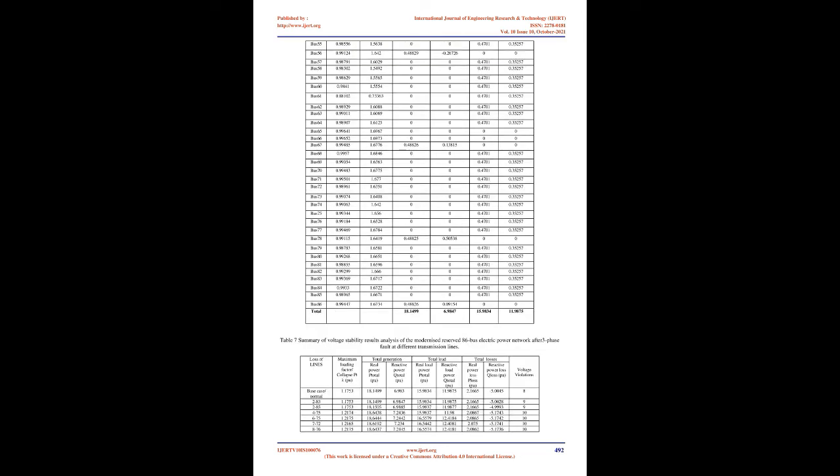presented in Table 6 and the voltage violation result, corresponding P-V graph and voltage profiles are shown in Figures 11, A, and B, respectively. The maximum loadability point recorded for a three-phase fault at line 2 to 83 is 1.1753 pu, 352.59 MW. Voltage stability results analysis of the modernized reserved 86-bus electric power network after three-phase fault at different transmission lines are summarized in Table 7.